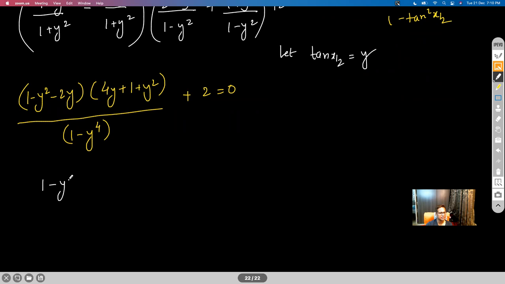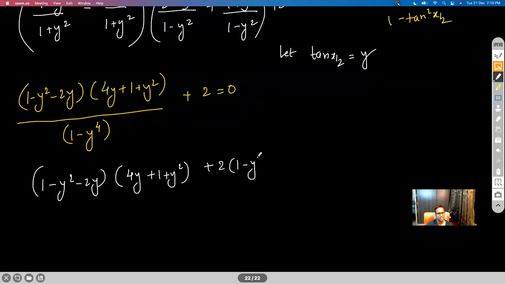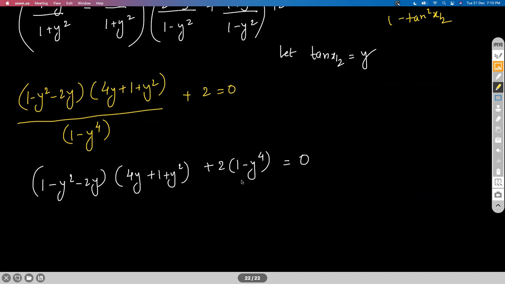Let's take the LCM and send the denominator to the other side. Fine, so let us simplify this. As per me, I believe that y to the power 4 will be the maximum power occurring, because I can see a minus y to the power 4 here and minus 2 y to the power 4 from here, right? So that will become minus 3 y to the power 4. Please correct me if I'm missing out anything. Correct? So minus y to the power 4 minus 2 y to the power 4 will give you minus 3 y to the power 4.